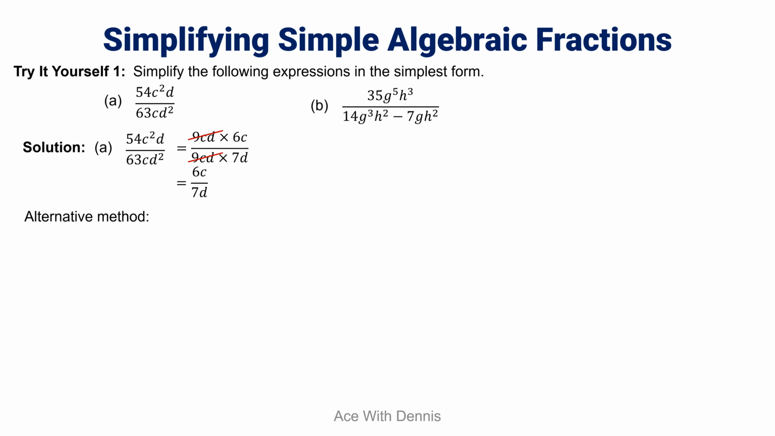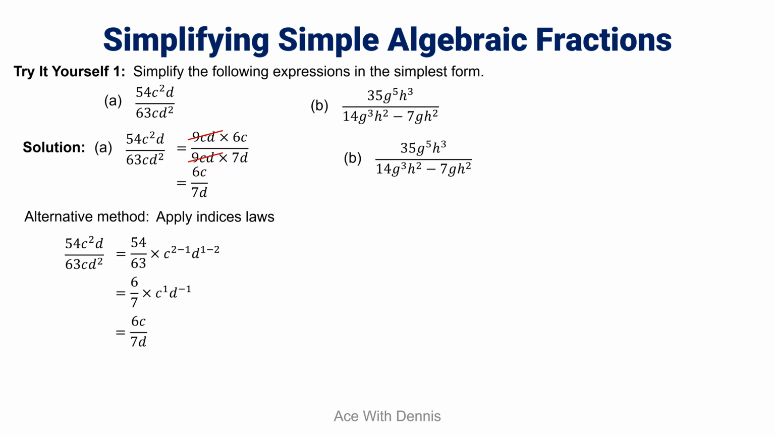Or another alternative method where we apply the indices laws. So 54c squared d over 63cd squared, the number divided by the number, and for the unknowns, when it comes to division, the power will minus. So for this case it is c to the power 2 minus 1, d to the power 1 minus 2. Simplify, we get 6 over 7 times c to the power 1, d to the power negative 1. We want to leave the answer as positive indices. So the final answer will be 6c over 7d.